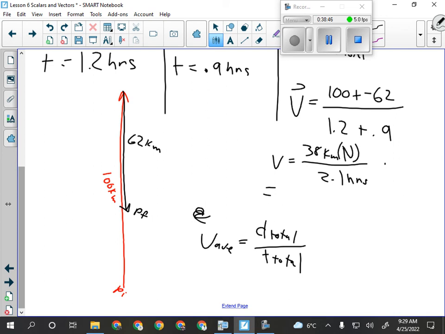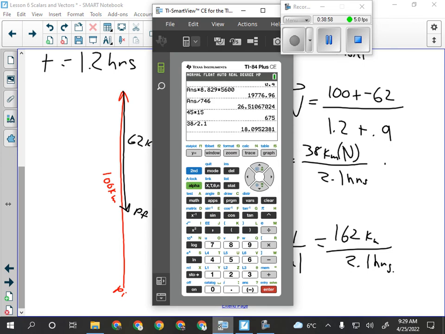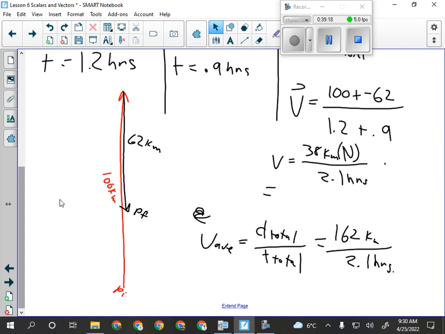Now it's just 162 kilometers divided by 2.1 hours. Okay? We're going to get a much different number for our average speed. Okay? 77 kilometers per hour is the average speed of the bus. Right, everyone following the difference there between velocity and speed, distance and displacement?